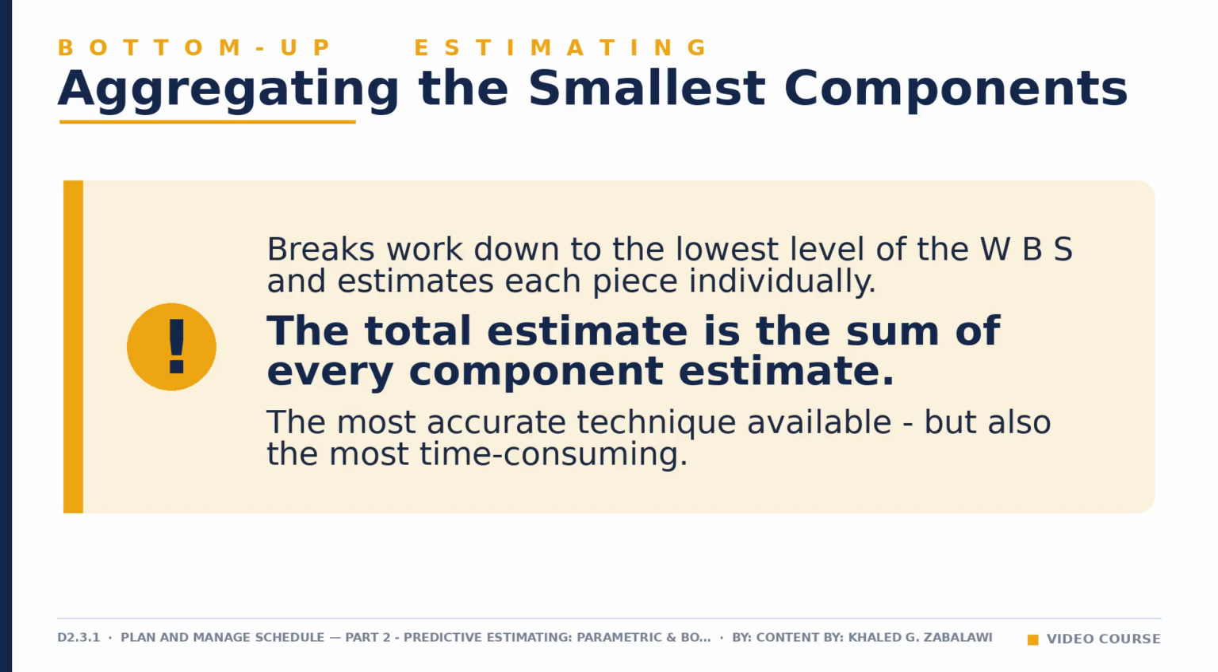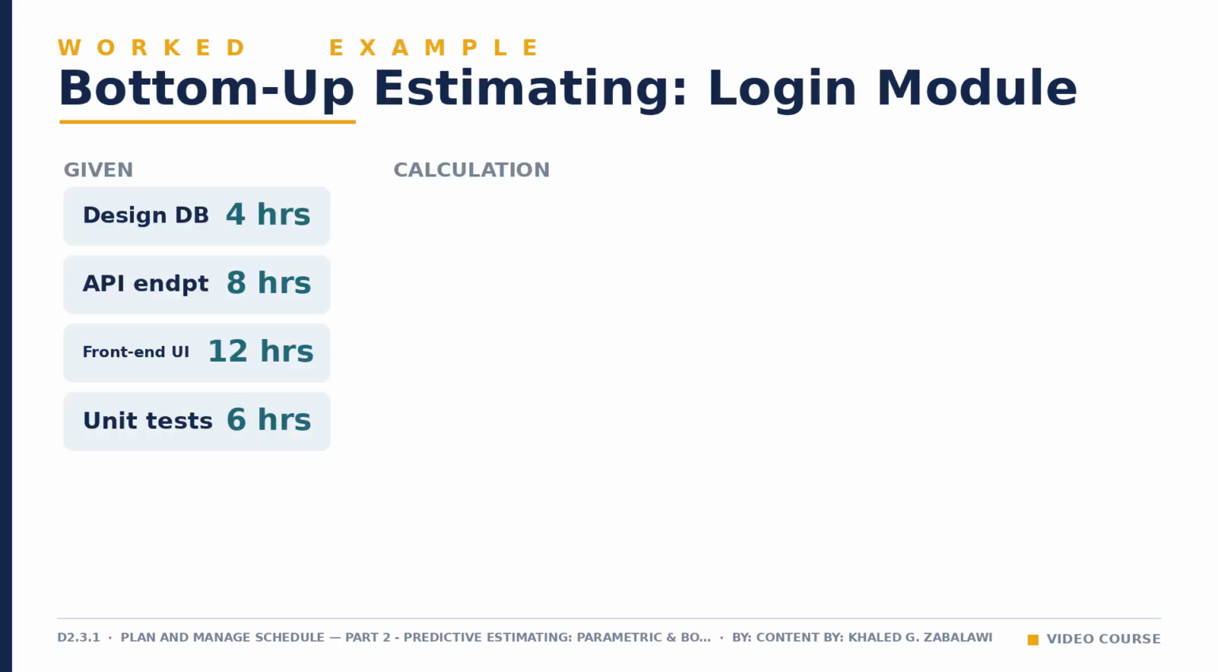The trade-off is time. Decomposing every deliverable down to granular tasks and estimating each one takes far more effort than plugging a number into a parametric formula. You will typically reserve bottom-up estimating for activities where precision matters most, or where you simply lack a reliable historical rate to lean on. You need to estimate a user login feature. You break it into its smallest tasks and estimate each one on its own.